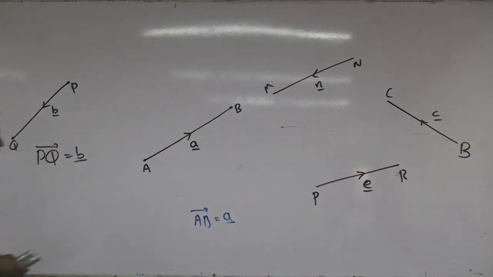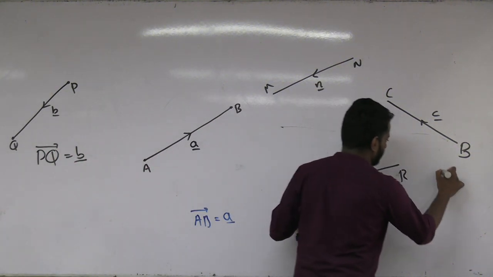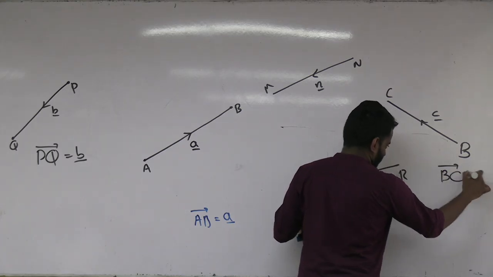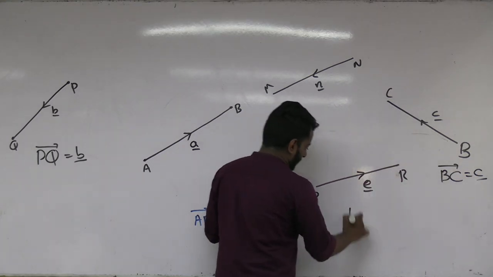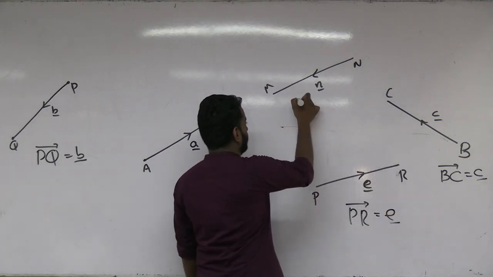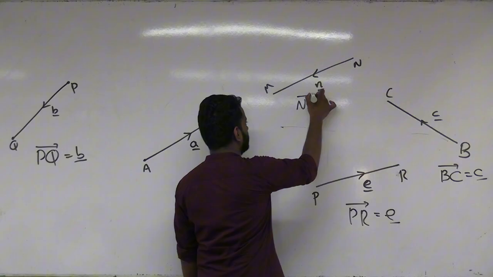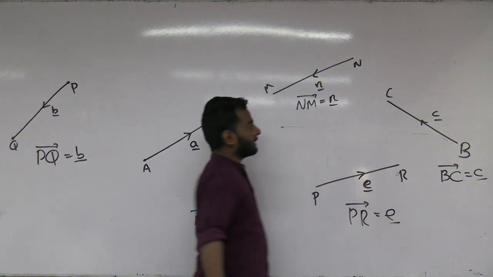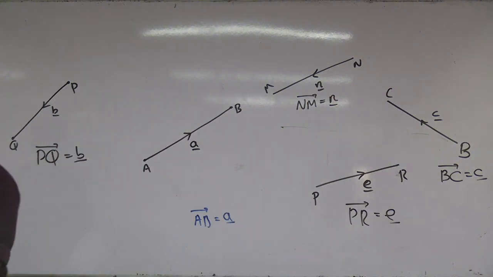Okay, so here we can write the vector BC is simply C, the vector PR is simply N, and the vector NM is simply N. Are we okay with that? Fine, right? Right, so we'll move on to the next.